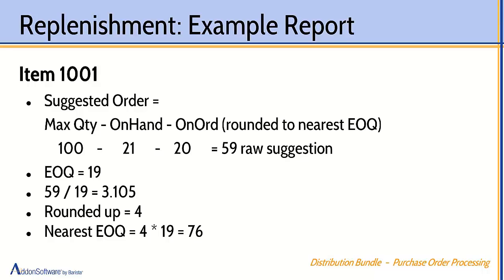But our EOQ is 19, so 59, our raw suggestion, divided by 19 gives us 3 point something. We round that up to 4, and we multiply that back by the 19, our EOQ, which gives us 76. So that's how it's thinking behind the scenes when it's making our suggested order quantities.